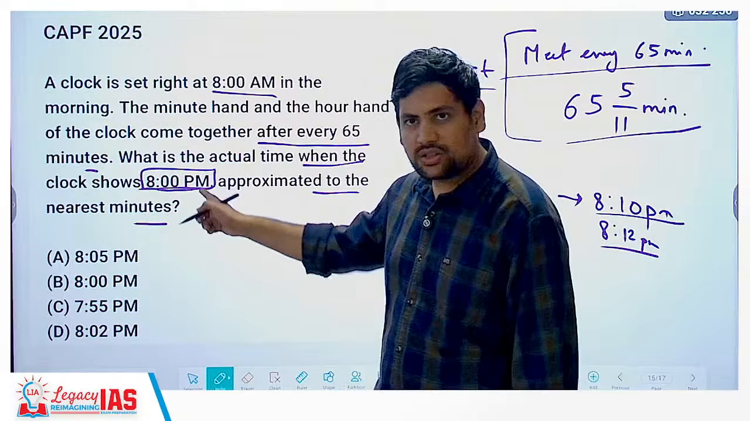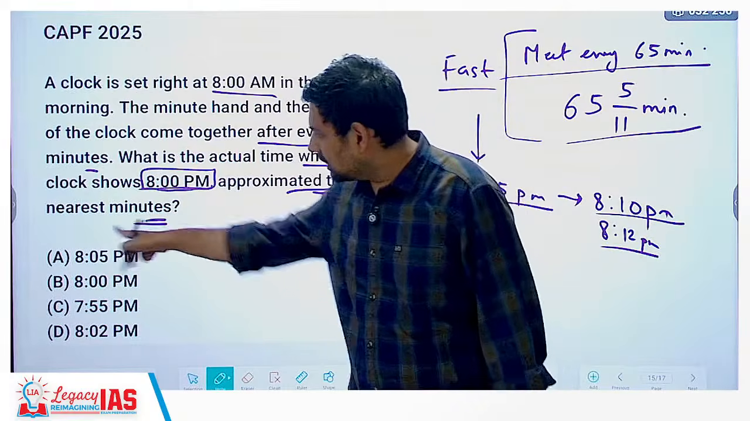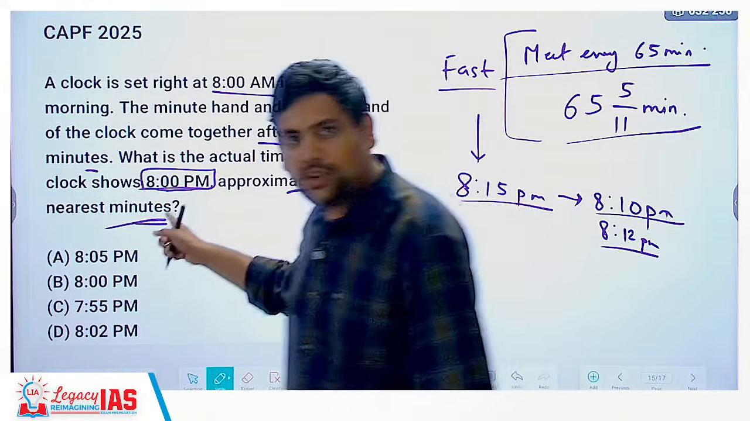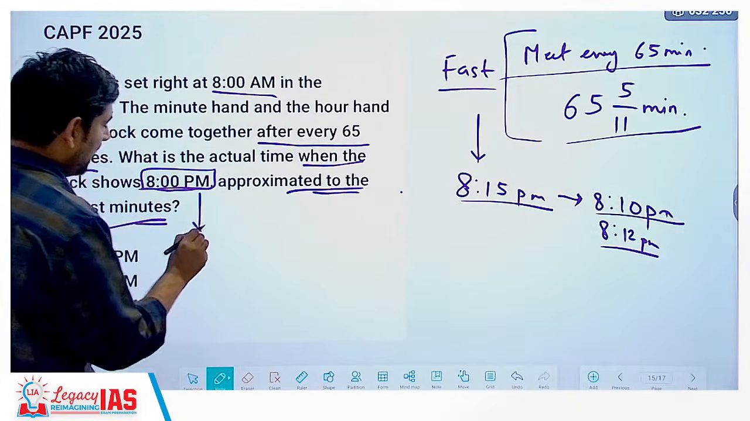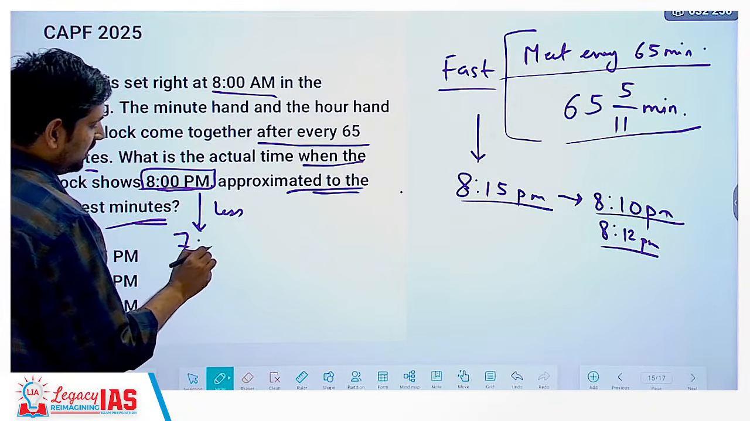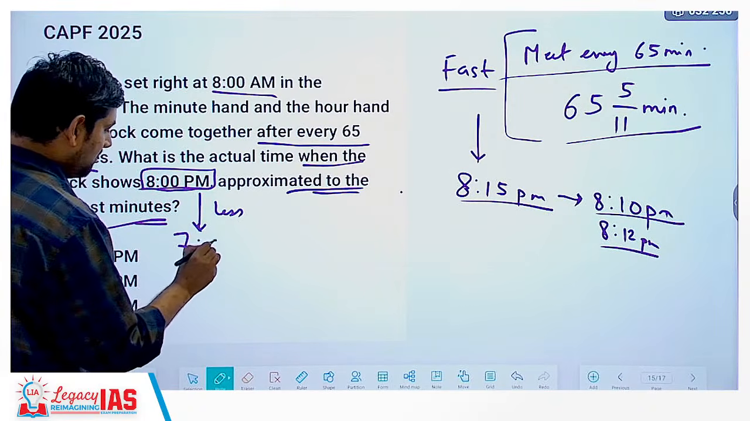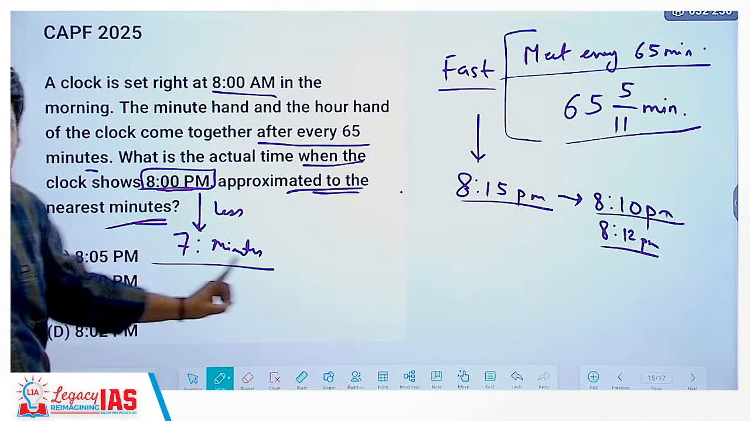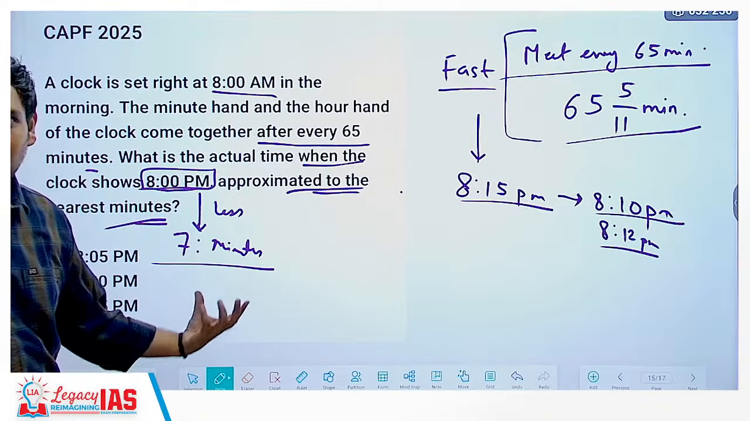Now, if the clock is showing 8 p.m., what is the nearest actual time? So the actual time will be what? Because this clock is fast, the actual time will be something less. So it has to be 7 hours and some minutes. Now this you have to calculate: 7 hours and some minutes. What would be those minutes?